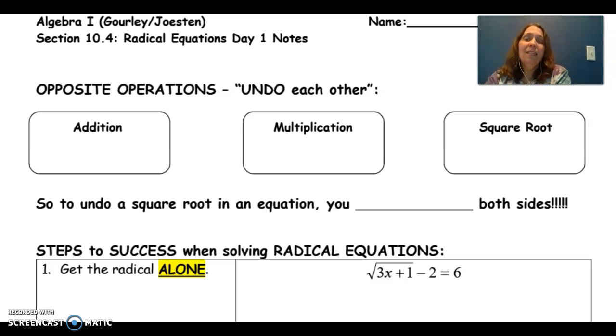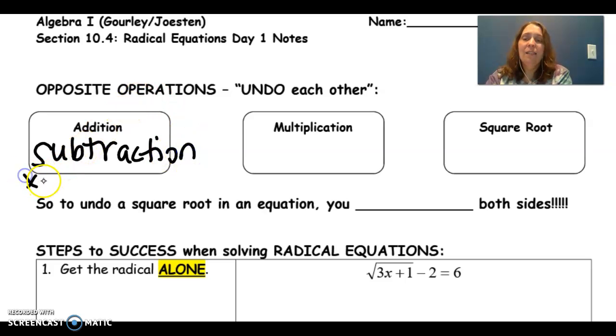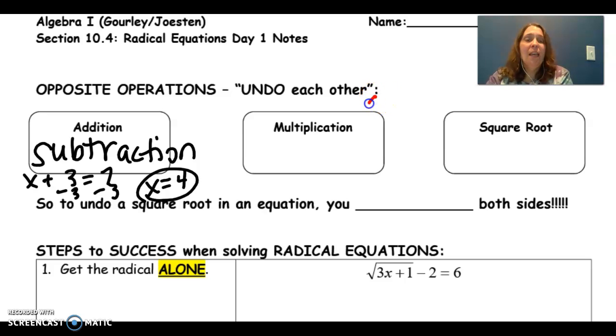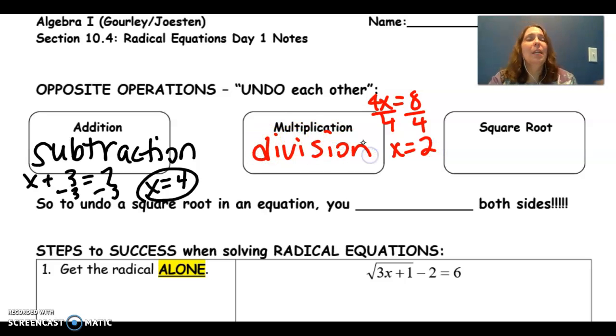For example, in addition, the inverse is to subtract. So you would use subtraction if you had something like x plus 3 equals 7. In order to get x by itself, you would have to subtract 3 on both sides, and then you get x equals 4. If you had a multiplication problem, so let's say 4x equals 8, we would undo the multiplication by 4 by dividing by 4, and you get x equals 2. So that's a case where you would have to divide in order to undo multiplication.